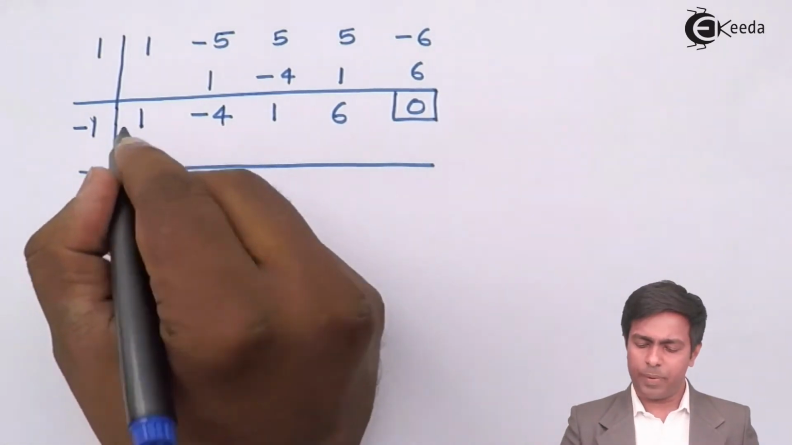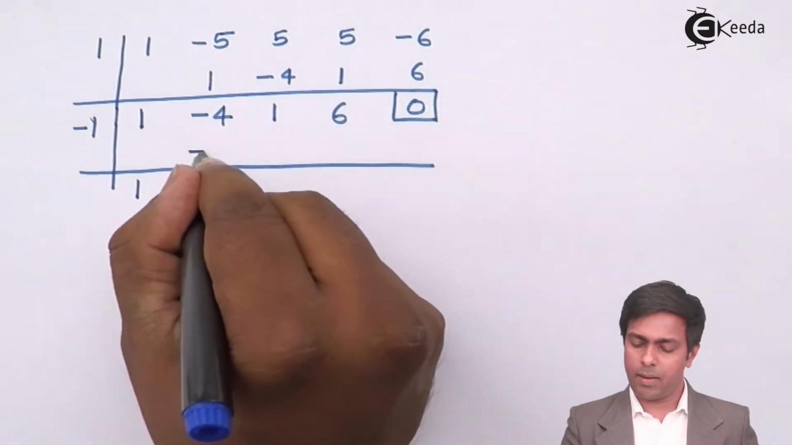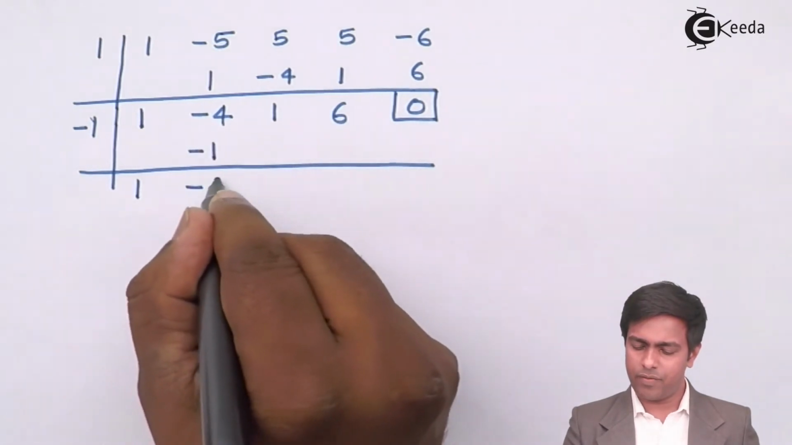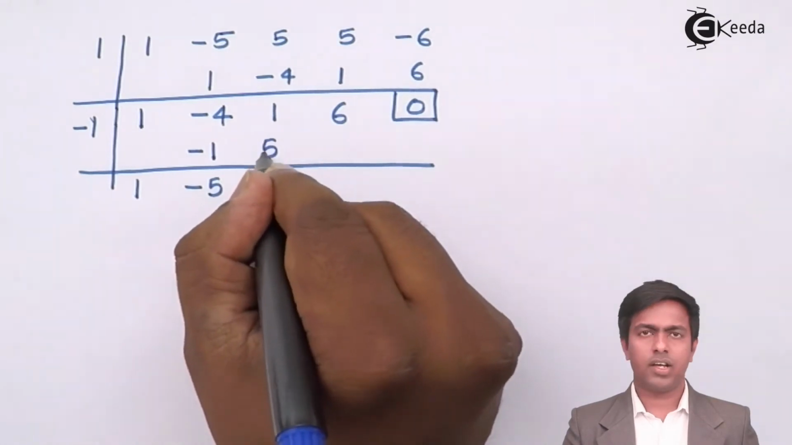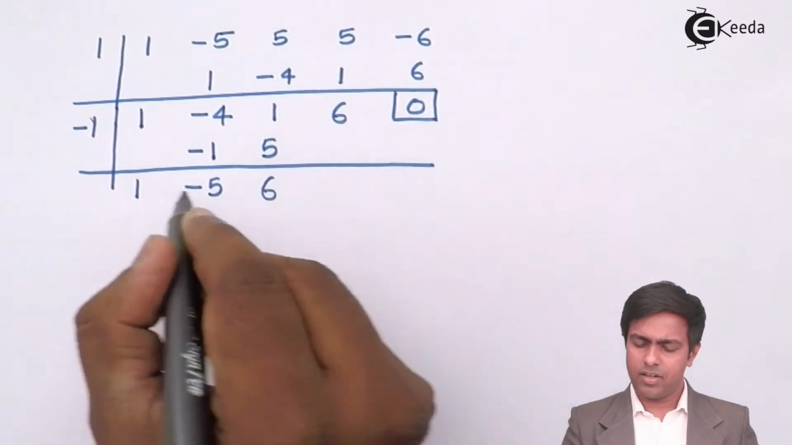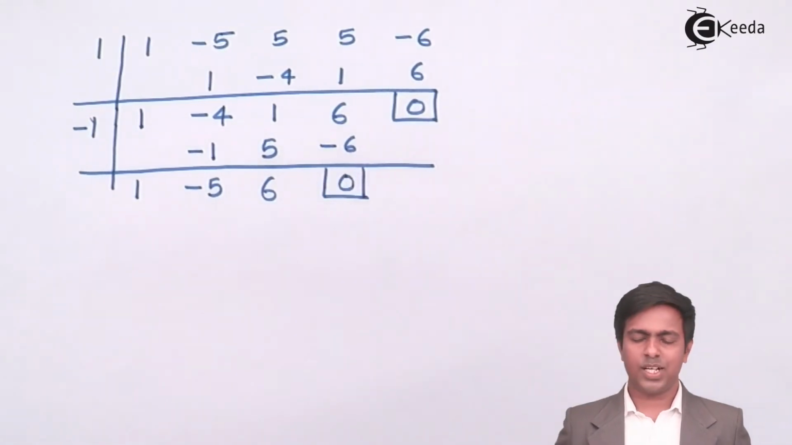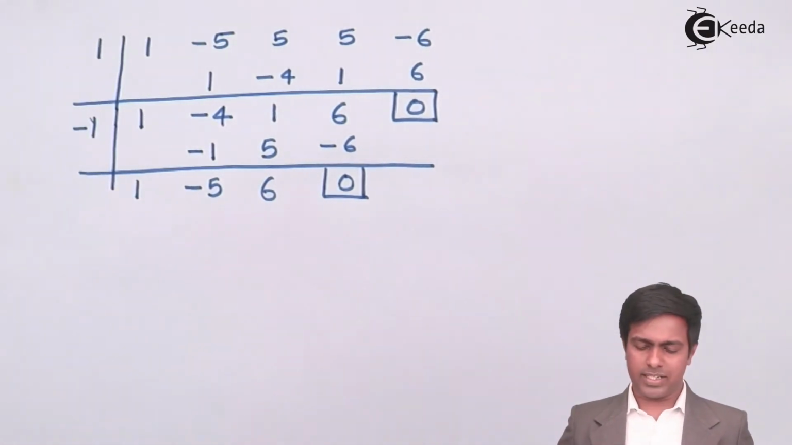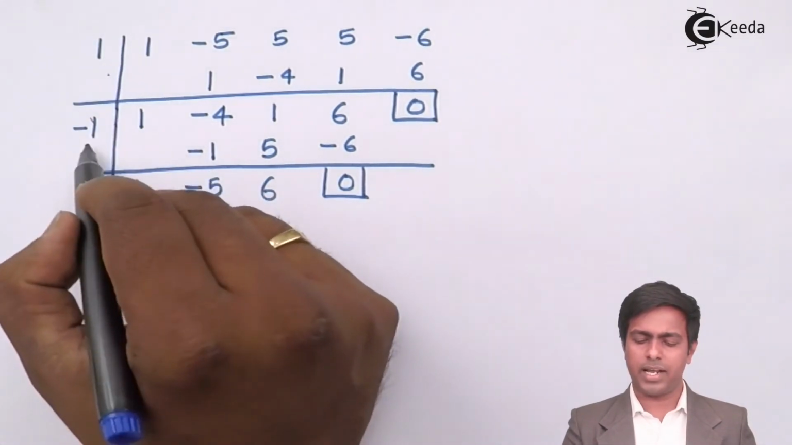So we'll copy this number as it is, 1. Then 1 into -1 is -1. We'll add it, that will become -5. Then again we'll multiply, we'll get 5. We'll add it, we'll get 6. We'll multiply, we'll get -6, and in the end we will get 0. So it means we are getting 2 roots. One is 1 and the other one is -1. So here we'll say that the value of d, we got 2 roots, 1 and -1.